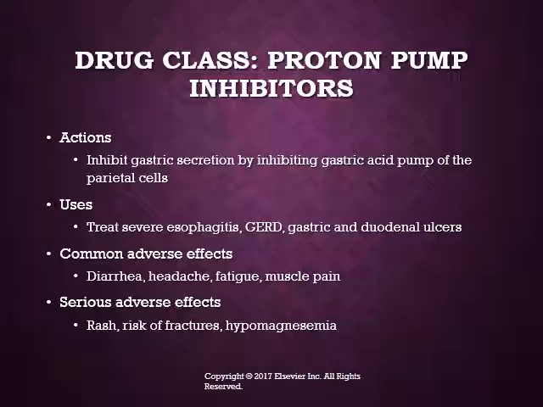Proton pump inhibitors on page 501 in your book. In table 32.3, you will see a list of the PPIs. Proton pump inhibitors inhibit the secretion of gastric acid through the hydrogen ion pump in the stomach's parietal cells. So remember, the parietal cells in the stomach release the hydrochloric acid. So we are inhibiting the release of the hydrochloric acid through the proton pump.